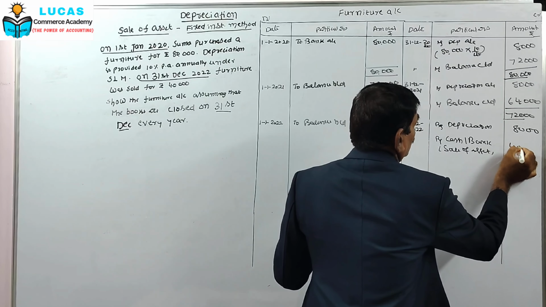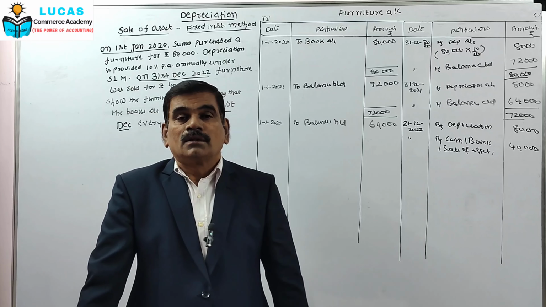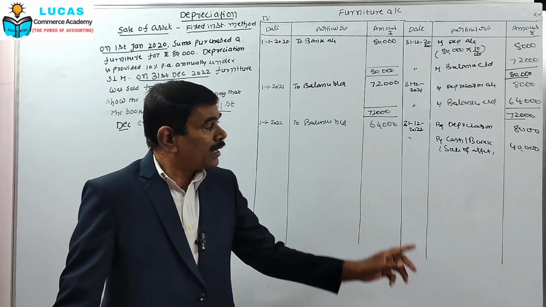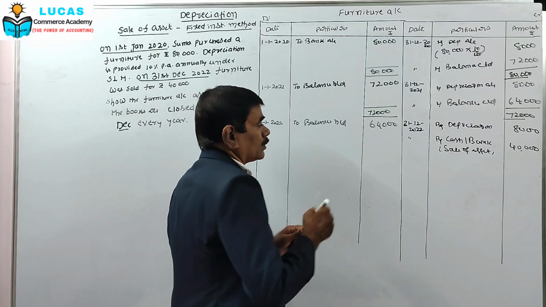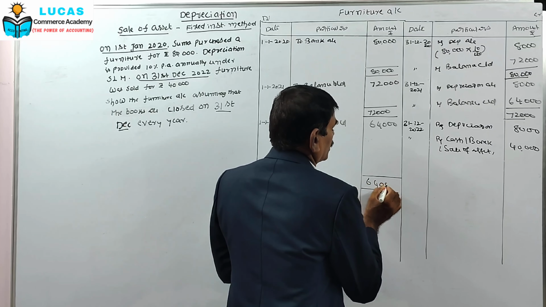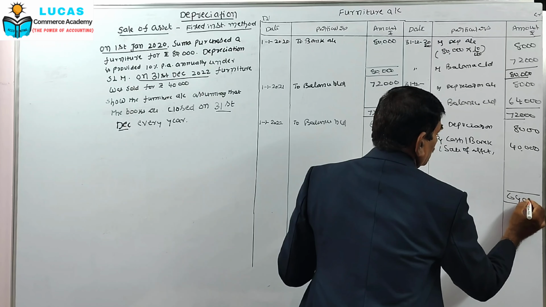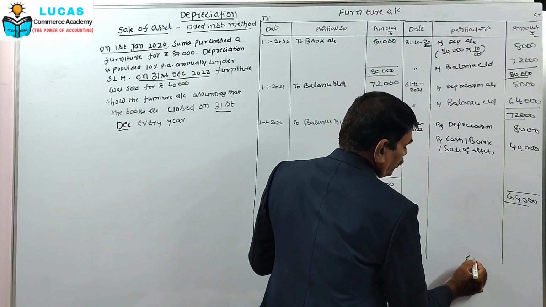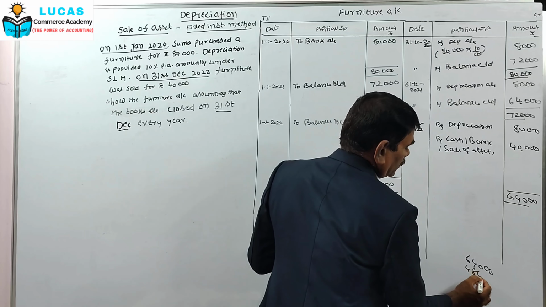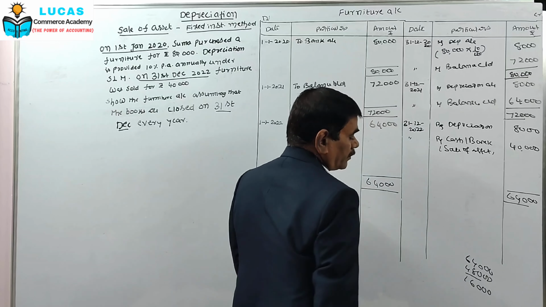How much? 40,000. Okay. Then the third step is to ascertain the profit or loss by balancing this account. So check, the debit side is more, 64,000. Then transfer 64,000 to this side. So from 64,000 deduct 48,000. The difference is 16,000.